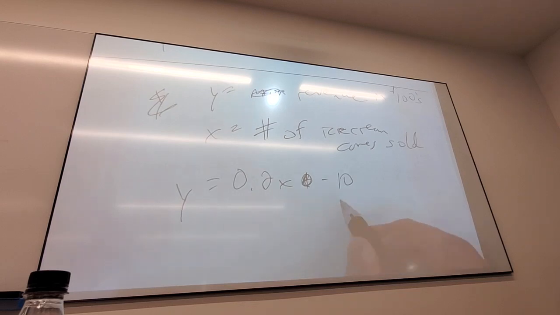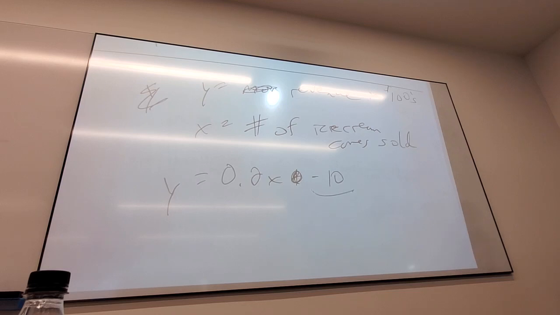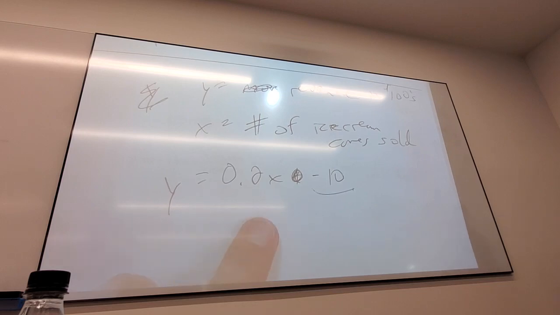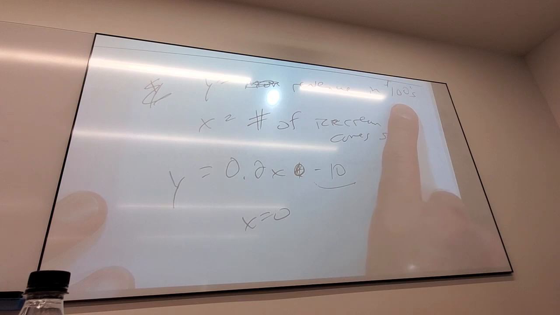What would negative 10 mean? What's the meaning of that? That's the y-intercept, right? It's where the line crosses the y-axis. Exactly. So what is true about x at the y-intercept? To find the y-intercept, you make x 0. What does x represent? Number of ice creams sold. So when I sell no ice cream cones, I actually... You're down $1,000. Yeah, you guys with me so far?